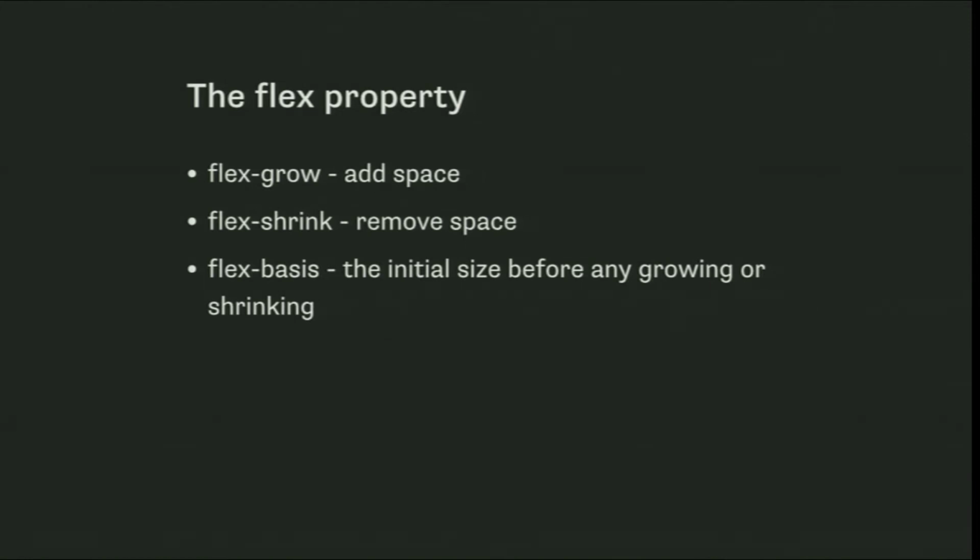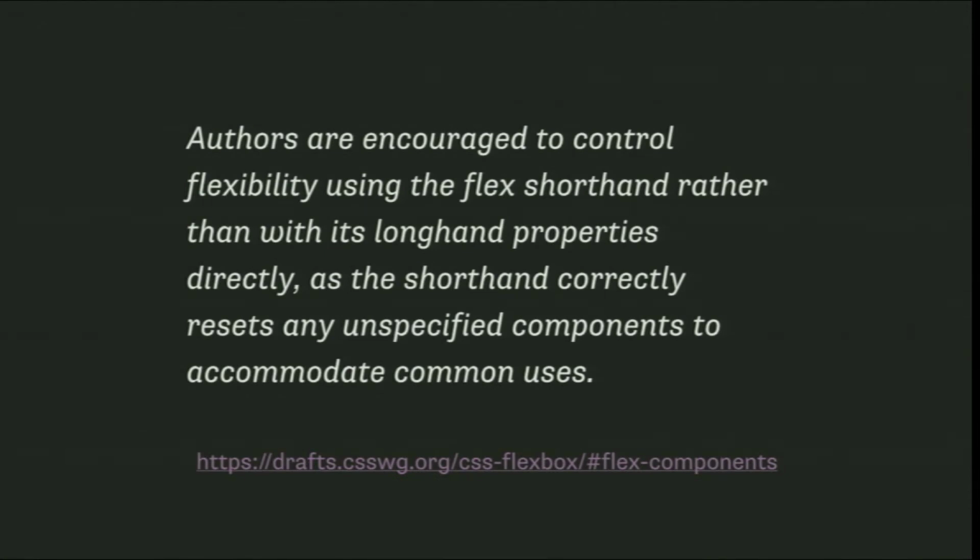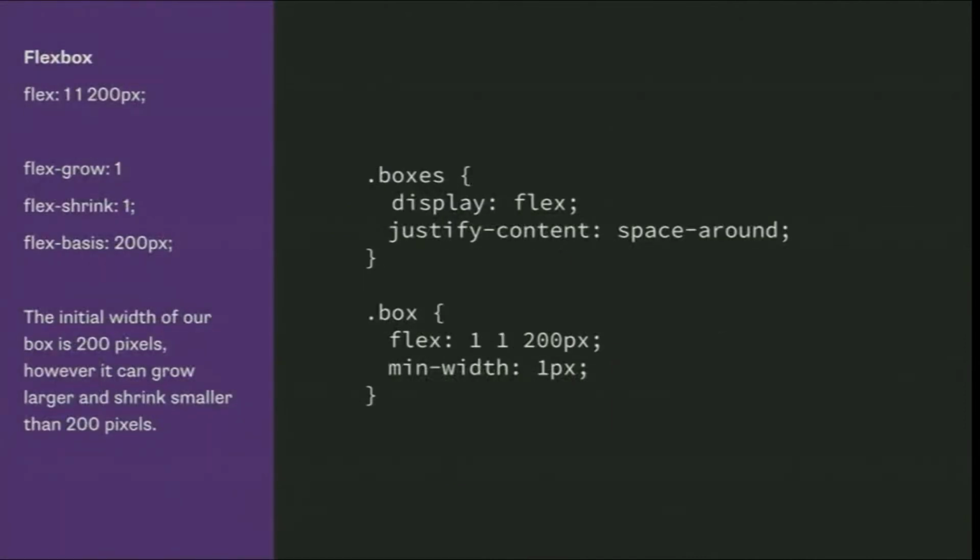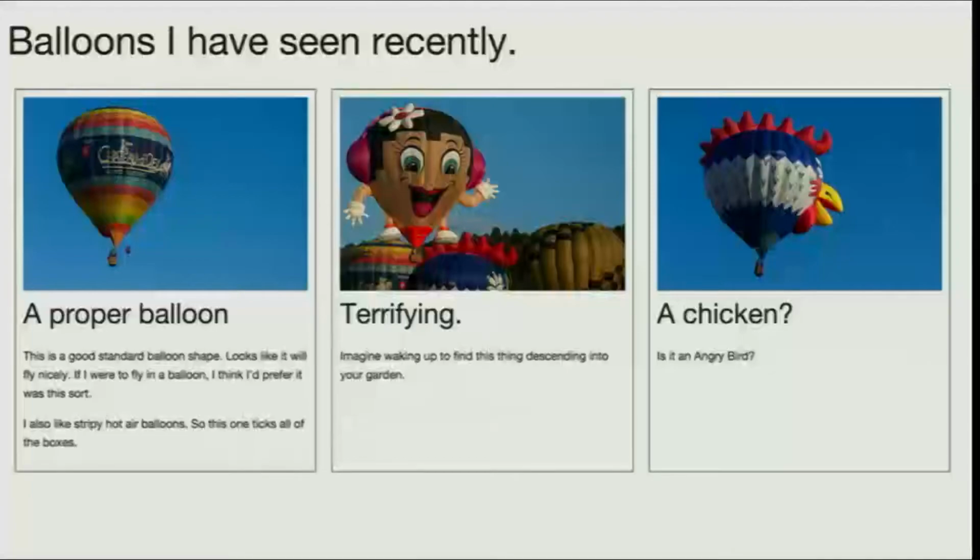Now the flex property is a shorthand for flex grow, which is adding space, flex shrink, removing space, and flex basis, which is the initial size of the element before all that growing and shrinking happens. And the latest Flexbox draft suggests we actually use the shorthand because it resets values to some sensible defaults. So here I'm setting flex grow and flex shrink to 1. That means that every box can grow or shrink to fit into the space available, but the ideal box width, the initial width, is 200 pixels. So we'll end up with 3 boxes of equal width.